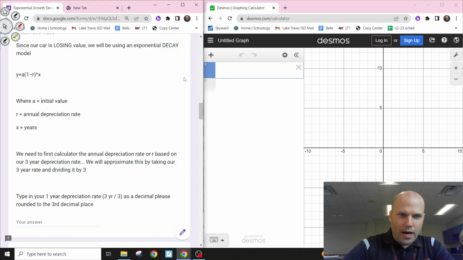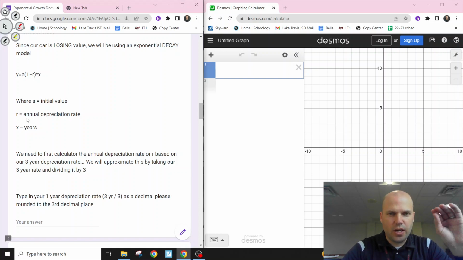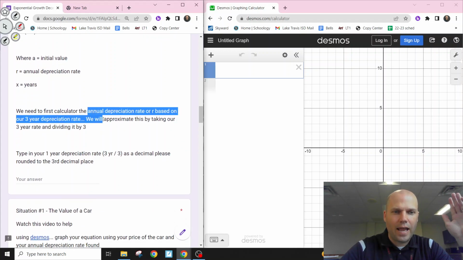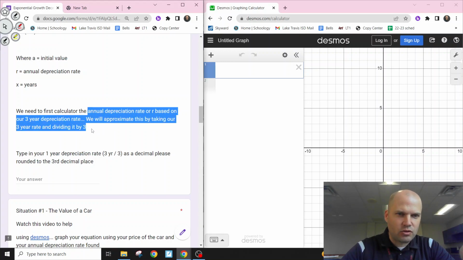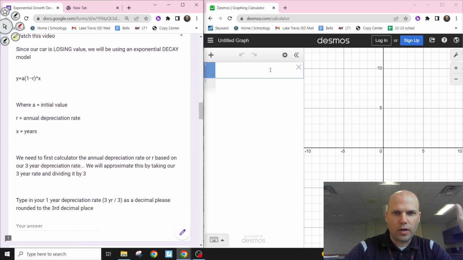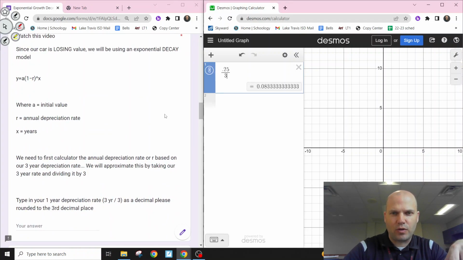We are going to be using y equals a times (1 minus r) to the x. A is the initial value, r is the annual depreciation rate, and x is the years after this occurred. The first thing we have to do is calculate our annual depreciation rate. We approximate this rate by taking your 3-year depreciation rate and dividing it by 3.